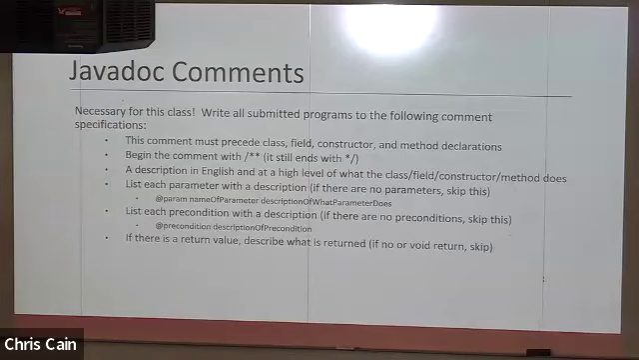If there's a return value, you need to describe what the user can expect back from the method. If there's no return for something like a constructor or a void return for a method, you do not need this. You will have @return and a description of what gets returned from that.